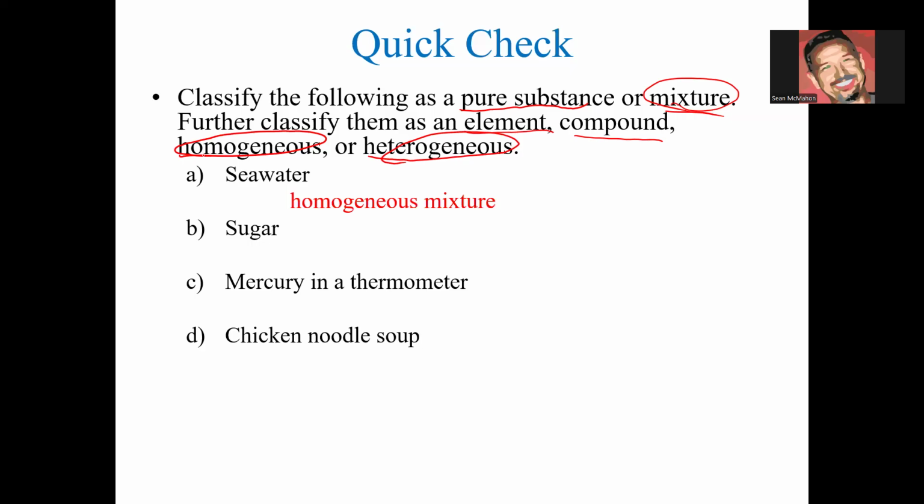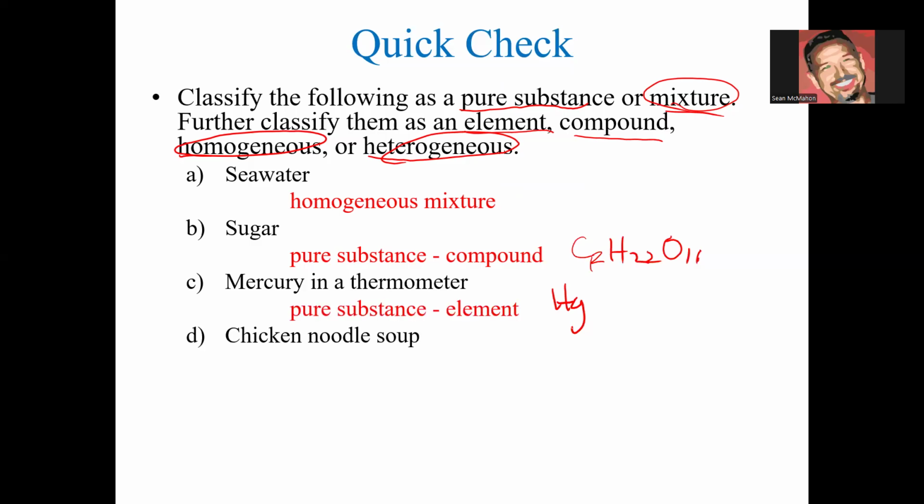So we go to sugar. We had that earlier on the slide. It is a compound. Why? It has that formula that we talked about earlier, C12H22O11, and it has a fixed ratio. Mercury in a thermometer. Now, you can look on a periodic table of elements and you'll see mercury has the elemental symbol Hg. Again, we'll talk about that later, but for now, that is the symbol for mercury. And that's because it's a pure substance and it's an element. And again, the singular of the element is an atom. The singular of a compound is a molecule.